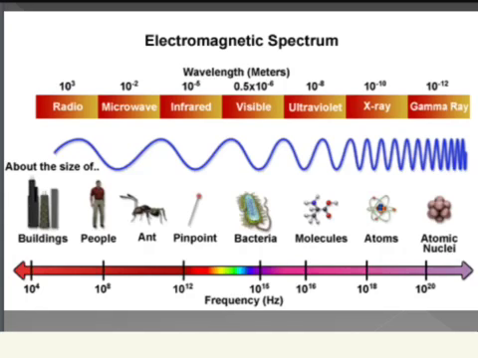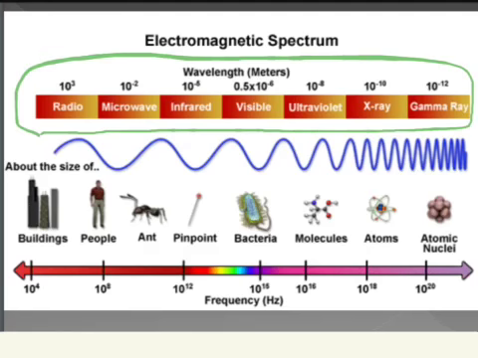Okay, so here's another version of the whole electromagnetic spectrum. The electromagnetic spectrum includes all of those different waves that I had you write down: radio and TV waves, microwaves, infrared, visible light, ultraviolet light, X-rays, and gamma rays. And this chart is a real simple way of thinking about it.